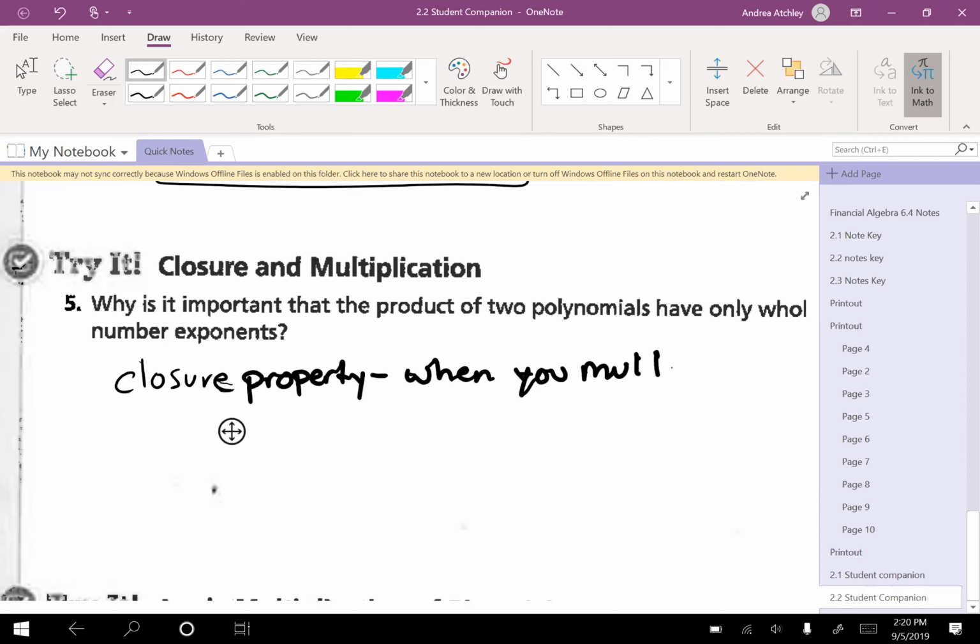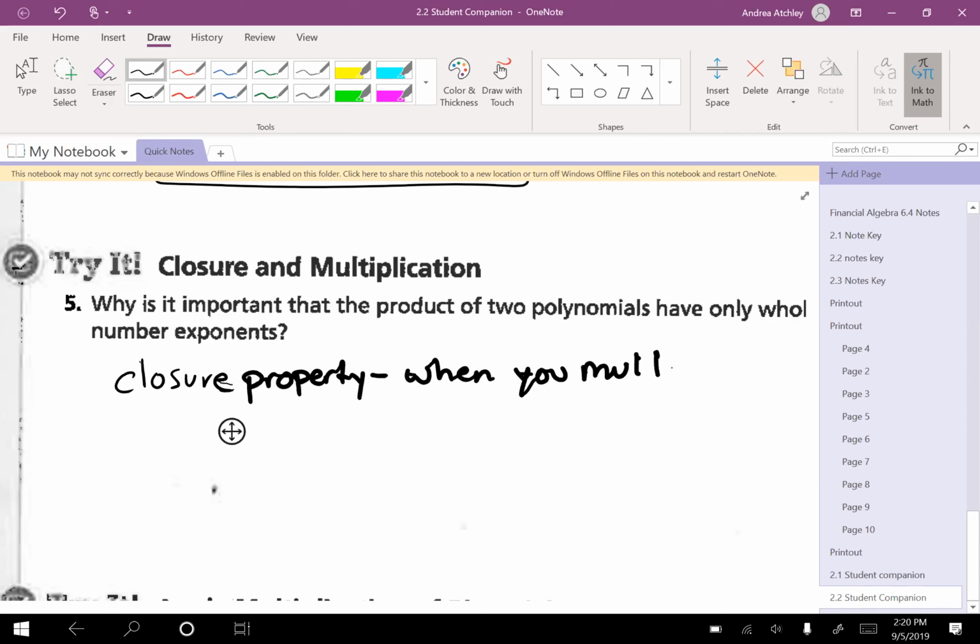Okay? So let's try with subtraction. 2 minus 5 is what? Negative 3. Is negative 3 an integer? Yes, it is. Okay? So we say that integers are closed under the operation of subtraction. Because when I subtract two integers, my answer will be an integer. Let's try multiplying. What's 2 times 5? 10. Okay, is 10 an integer? Yes. So integers are closed under the operation of multiplication because my answer will be an integer.